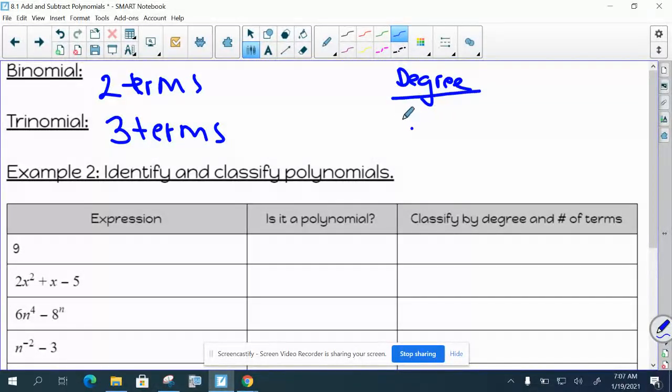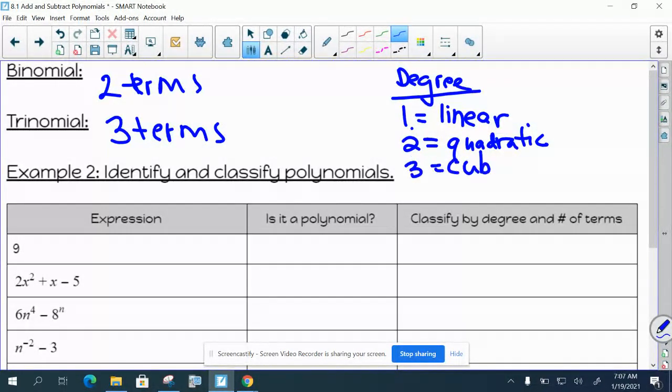So when you're looking at degree, if it has a degree of 1, then it's going to be a linear function. If it has a degree of 2, then it's going to be a quadratic function. If it has a degree of 3, it will be a cubic. If it has a degree of 4, it'll be quartic. And anything else, you just say nth degree.